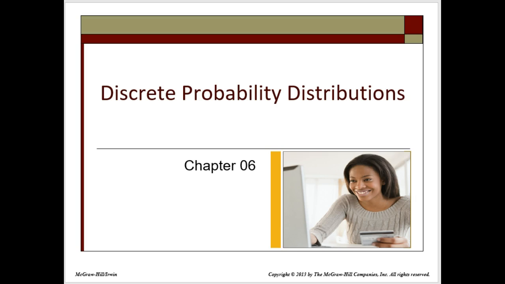Discrete probability distributions is what Chapter 6 focuses on. The study of probability begins with understanding the two basic classifications of a random variable, discrete and continuous. In order to apply the correct formula for solving a probability question, we have to be able to tell whether the variable is discrete or continuous.